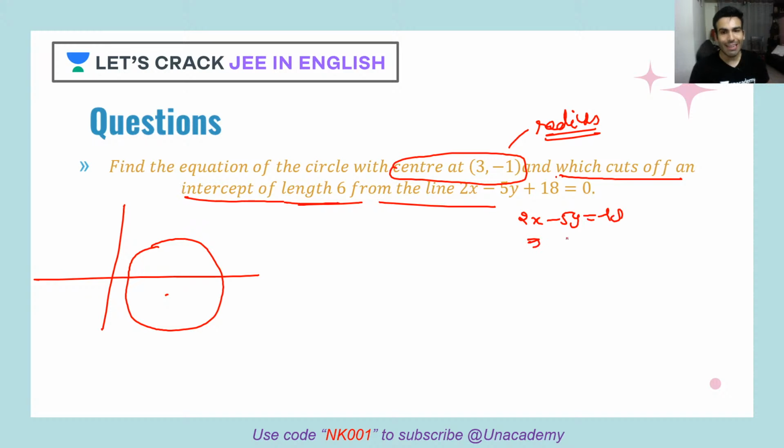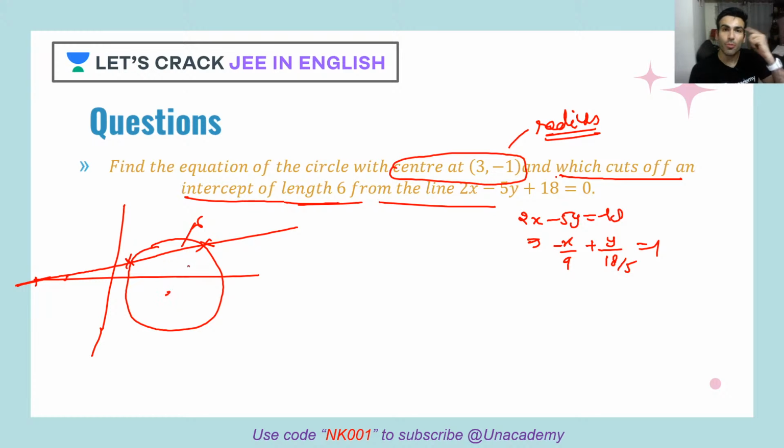If I want to write it in intercept form, it will become x by -9 plus y by 18/5 is equal to 1. So the x-intercept is -9 somewhere here, and the y-intercept somewhere like this. It says the circle cuts off an intercept of 6. It says that this chord is 6.